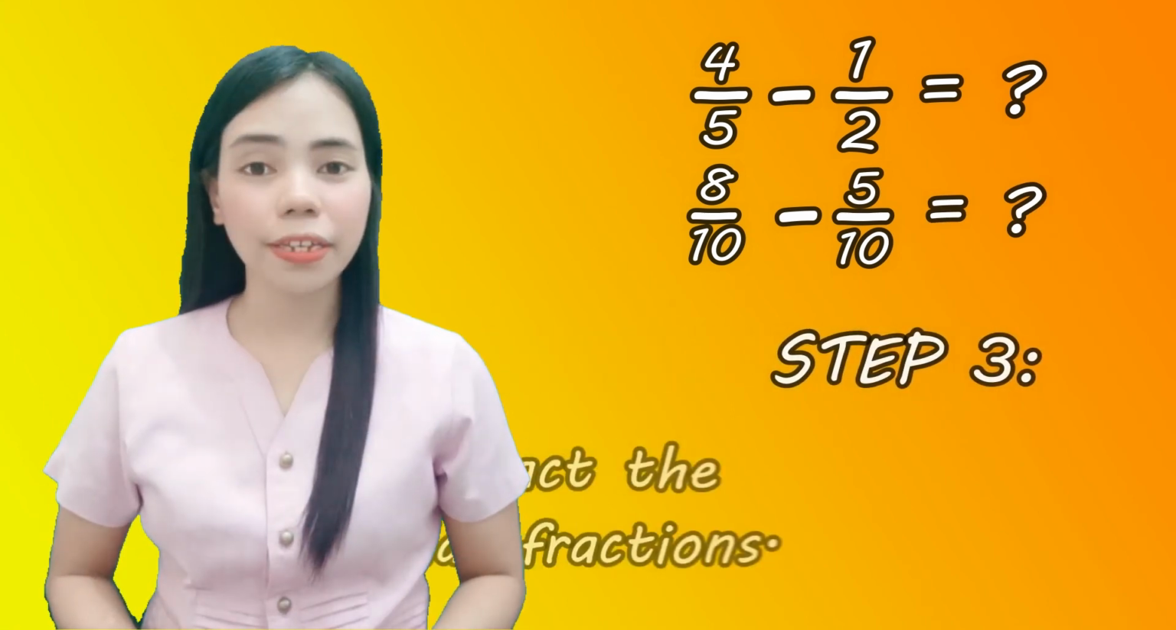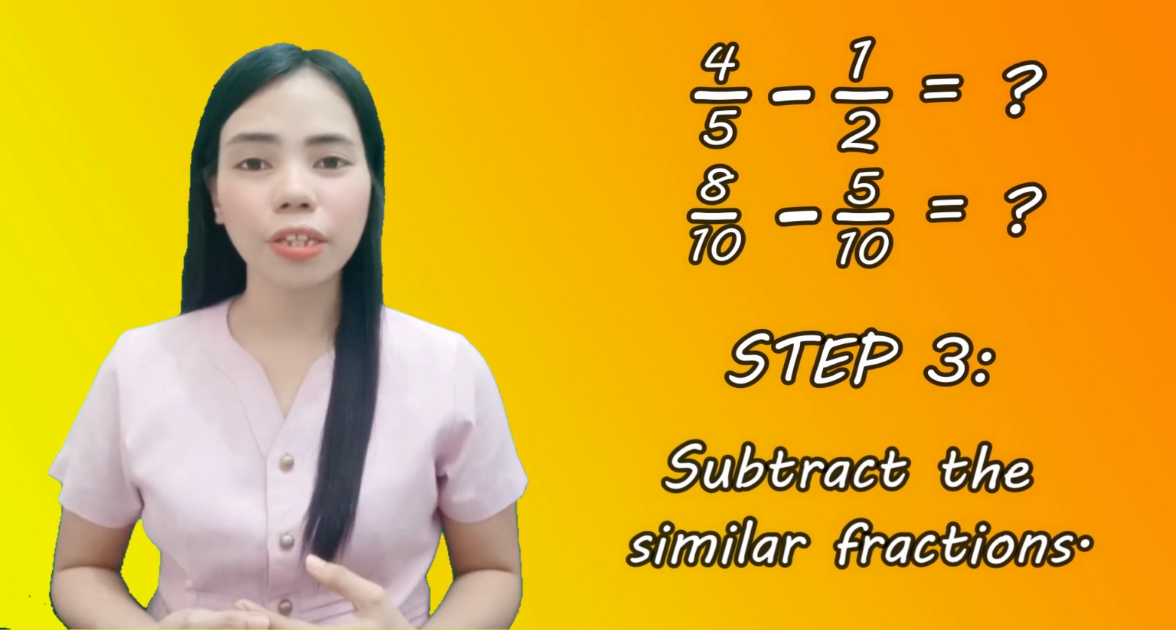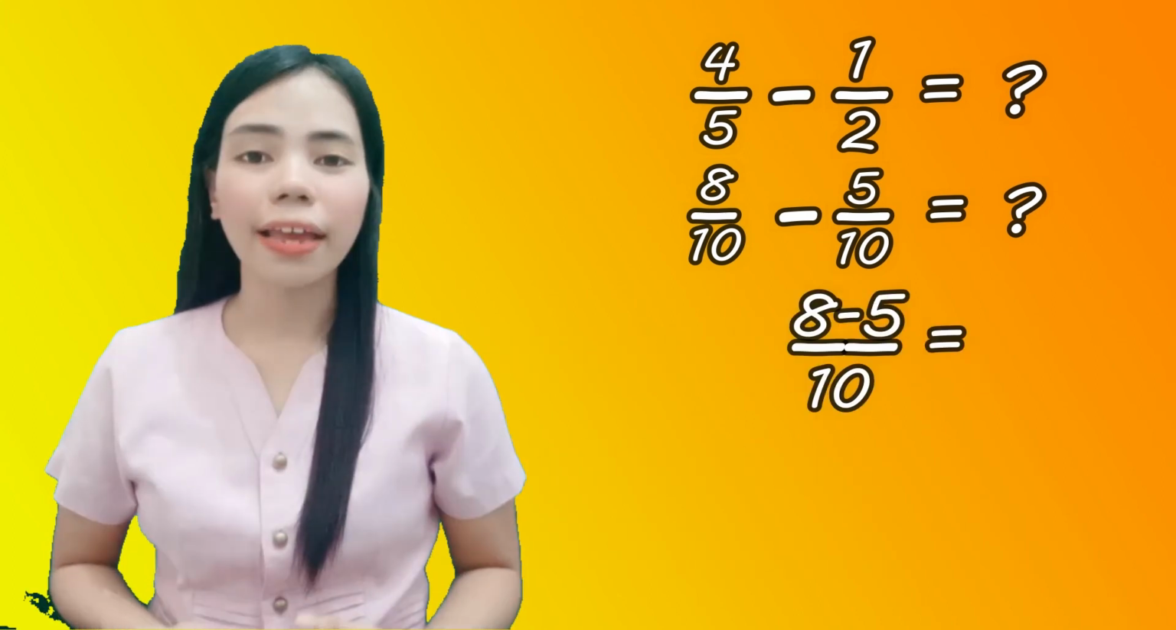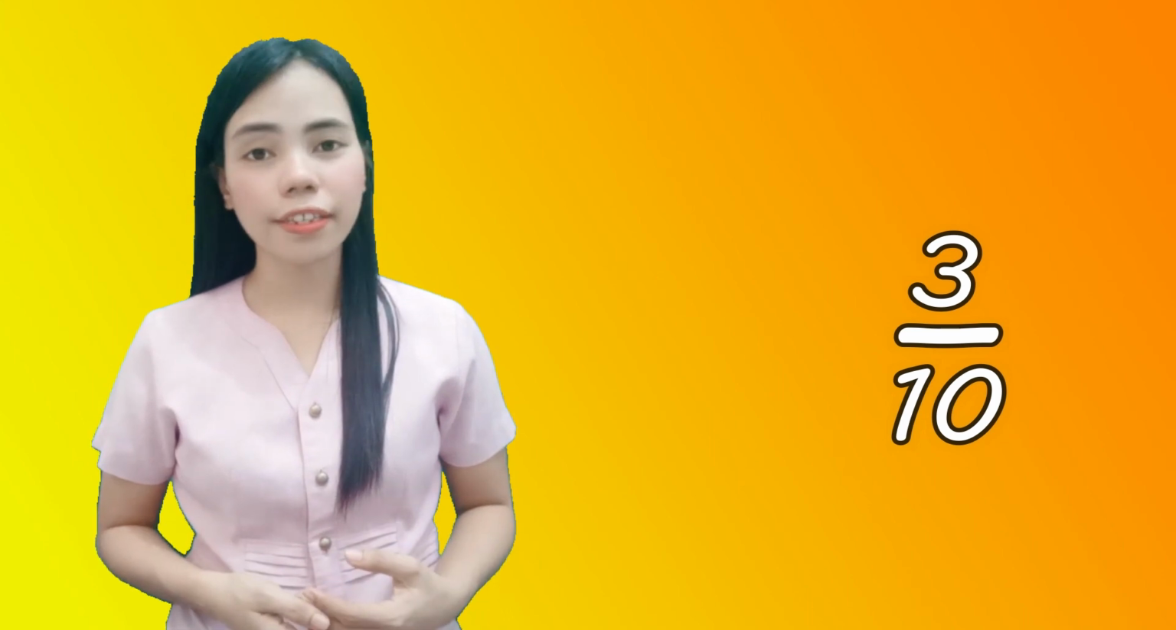For step 3, subtract the numerators and keep the denominators the same. So, 8 minus 5 is equal to 3. We will put 3 over the denominator of 10. Using two different solutions, we were able to get the same answer, which is 3/10. Since our final answer is in the simplest form, no need to reduce it to lowest terms.